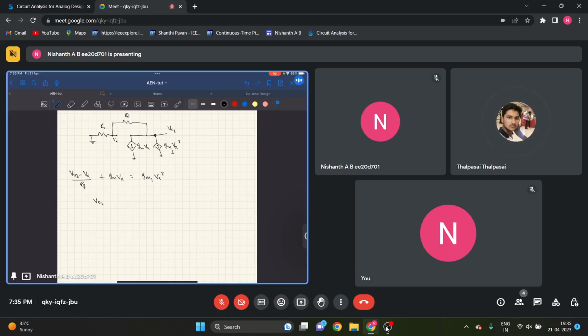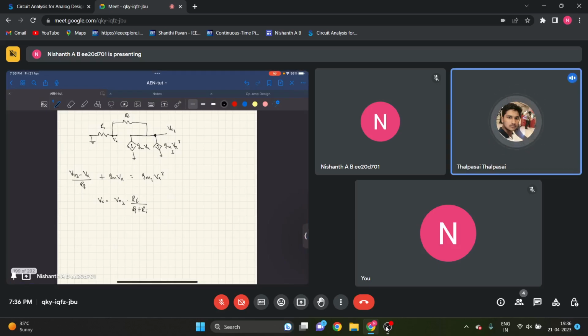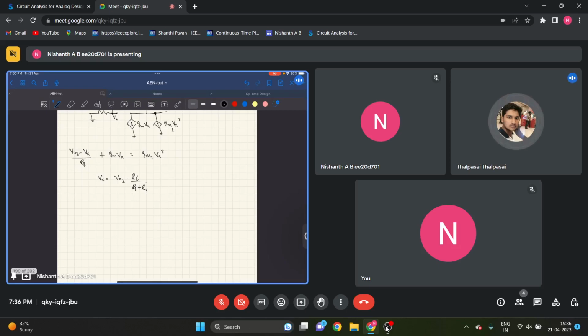And what is the KCL at this point, at Vo3? Vx equal to Vo3 into Ri by Rf plus Ri, correct? Yes, sir. Voltage division, you mean? Okay. So basically, Vo3 by Rf plus Gm into Vo3 into Ri by Rf plus Ri.